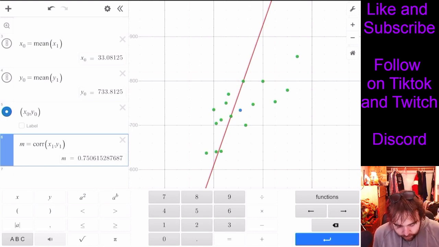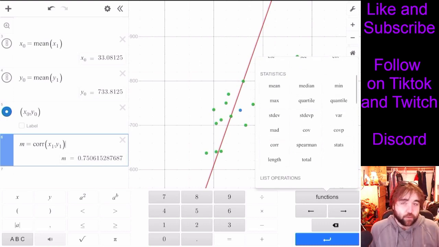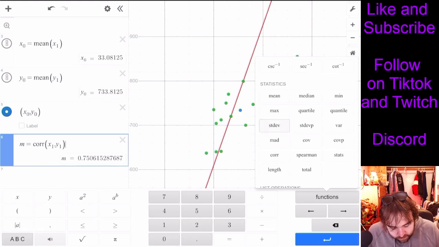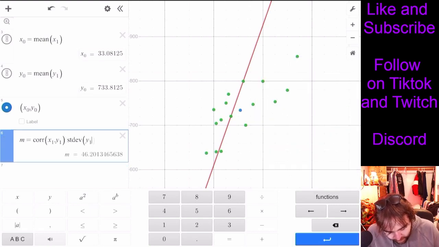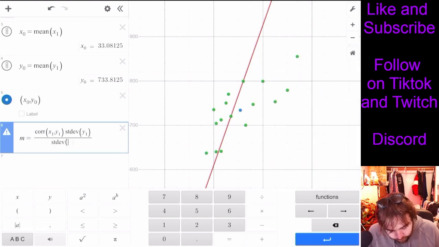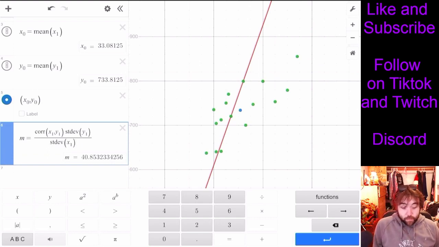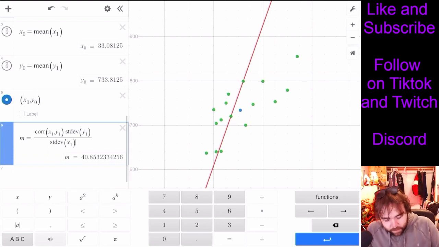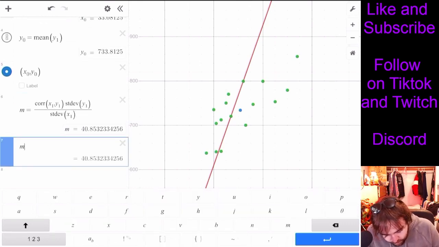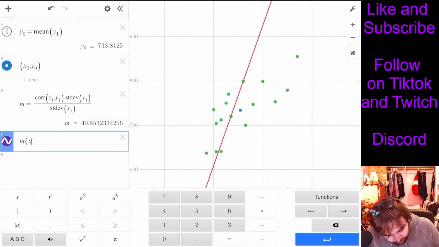Now to get the slope, you just remember that it's the change in y over change in x. In this case, that means we do the standard deviation of y divided by the standard deviation of x. And that's our slope, 40. So now to write the equation of the line, we have everything defined: the slope times (x minus x0), plus y0.